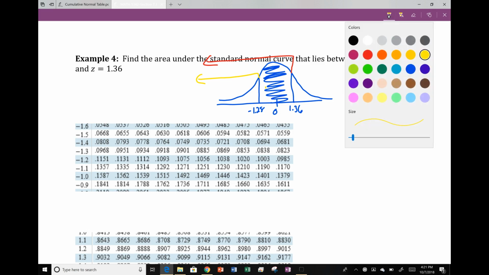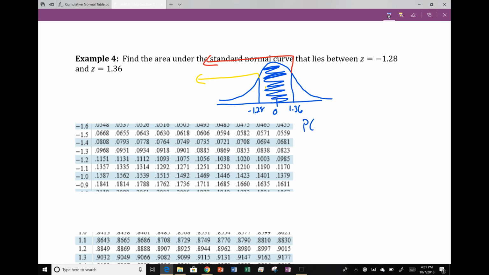So what I'm actually looking for when I do the probability of negative 1.28 less than z less than positive 1.36, you'll notice that I have the z sandwiched between, because I want between, and I have my smaller number on the left side and my larger number on the right side. Well, the way I can look at this is if I take the area here minus the area here. So that's going to be the probability that z is less than 1.36 minus the probability that z is less than negative 1.28.